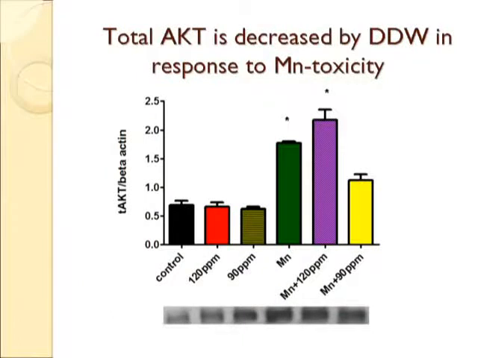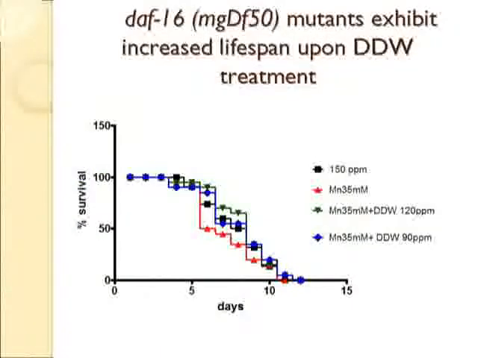So considering all these results that we obtained, we decided to use a genetic approach in order to see if only DAF16 was related to these effects of DDW. And we decided to use DAF16 mutants. So these worms don't express DAF16. By themselves, they are already more sensitive, and they have shorter lifespan when compared to wild types. And as you can observe here, still manganese causes decreasing lifespan, and this is possible because manganese acts in different pathways, not only DAF16. So that's why we still see some decreasing lifespan.